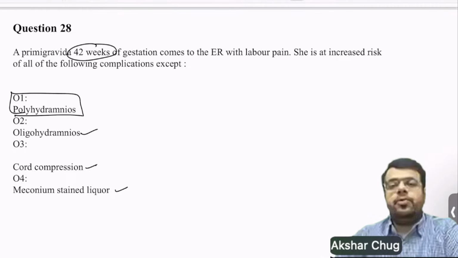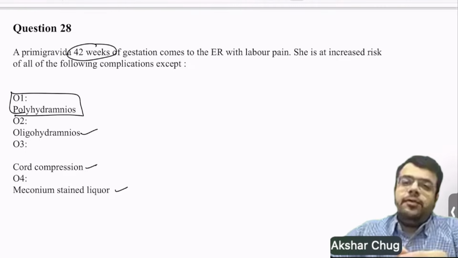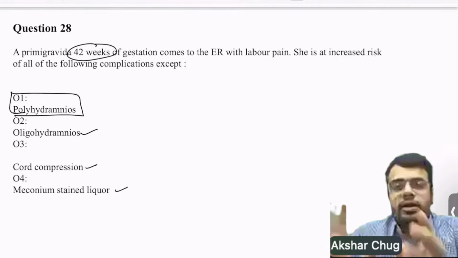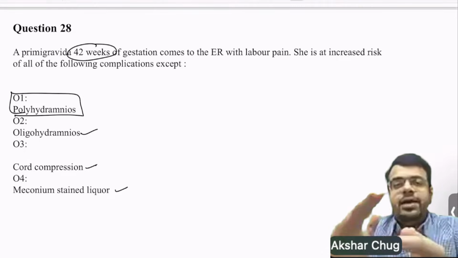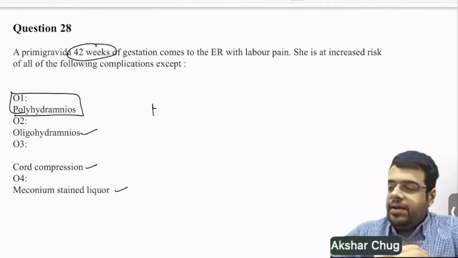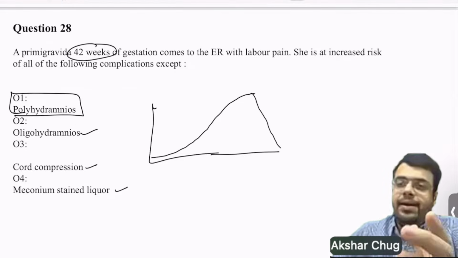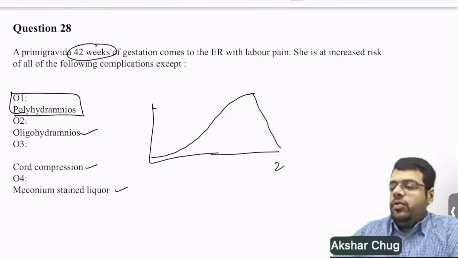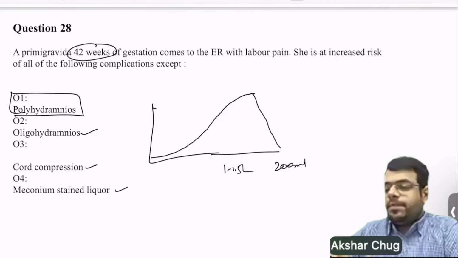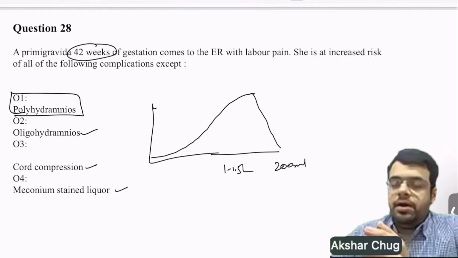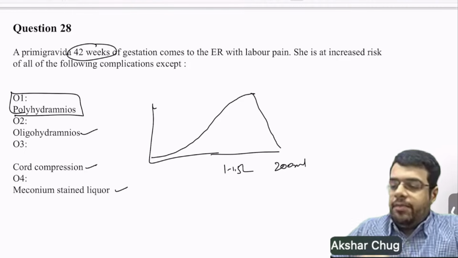Basically, the amniotic fluid increases until about 34 to 36 weeks, and after that it starts to decline rapidly. So the graph of amniotic fluid during pregnancy would slowly increase, and after 34 to 36 weeks, it starts to decline rapidly. At term, there is only 200 ml of amniotic fluid, whereas at 34 to 36 weeks, it could be even 1 to 1.5 liters, right? So this is the physiology of the amniotic fluid. A postterm pregnant female will have oligohydramnios.